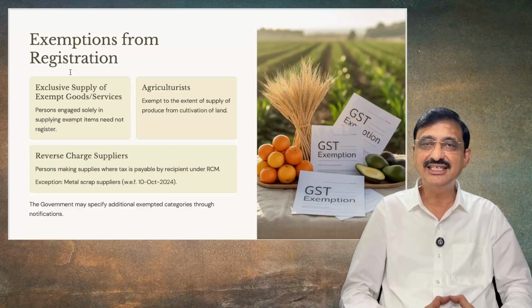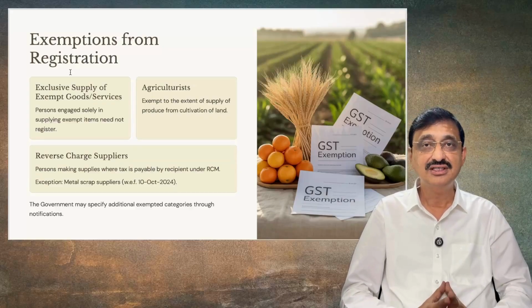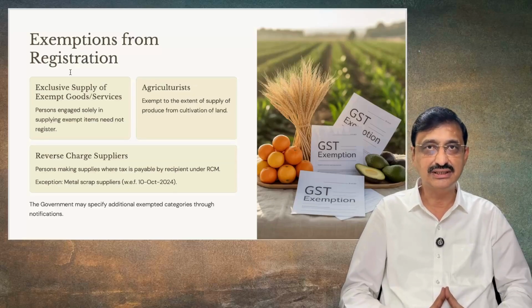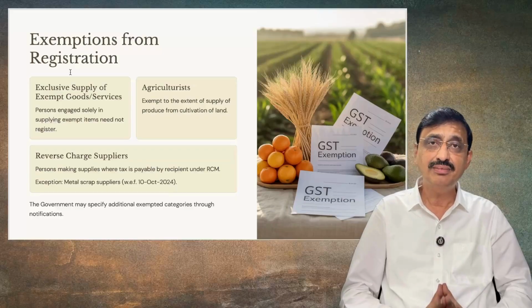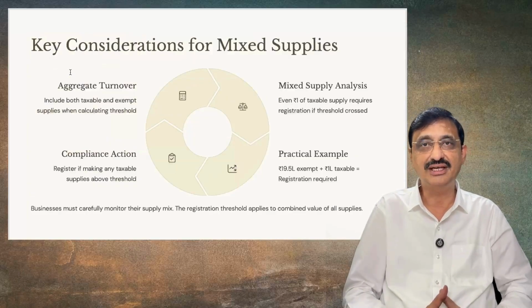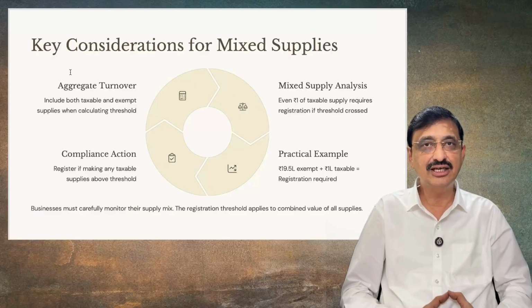One such category is persons making supplies where tax is payable by the recipient under RCM. However, there is an exception to this case, that is metal scrap suppliers. Though tax is payable under reverse charge by the recipient, they have to get themselves registered. The government may also notify certain other categories of persons who need not get themselves registered irrespective of the threshold limit.